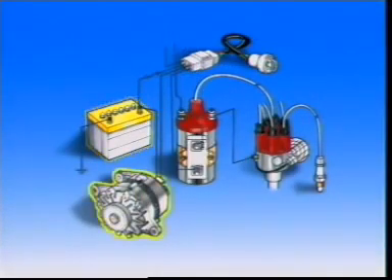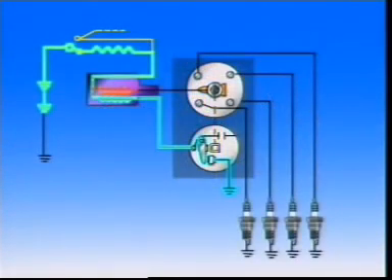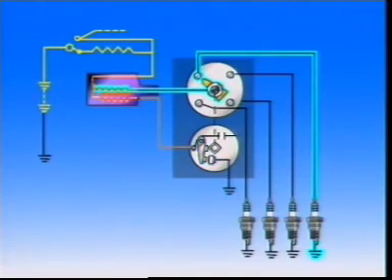The energy comes from the battery and alternator, and the voltage is increased by the ignition coil. The system has two circuits. The primary or low-tension circuit initiates the spark. The secondary or high-tension circuit produces the high voltage and distributes it to the spark plugs.